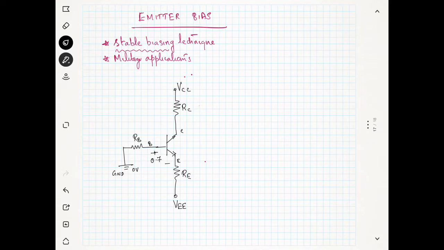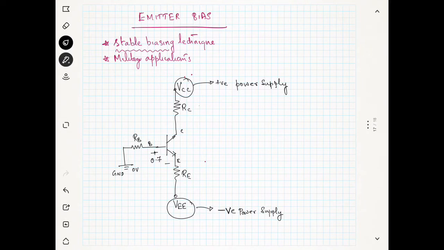For having a forward bias, what we have to do is use this VEE as a negative DC power supply, and this one should be a positive power supply. So this is the emitter bias, the circuit diagram for the emitter biasing.